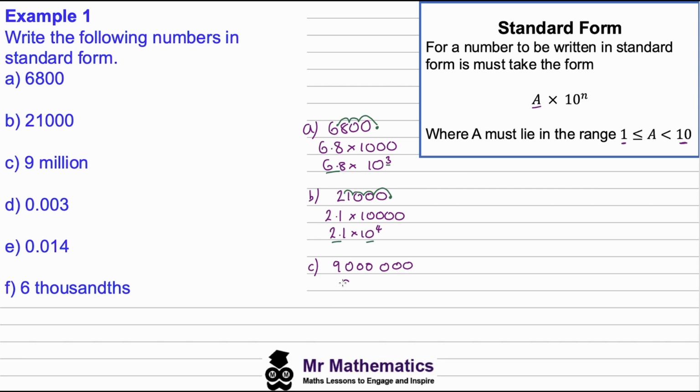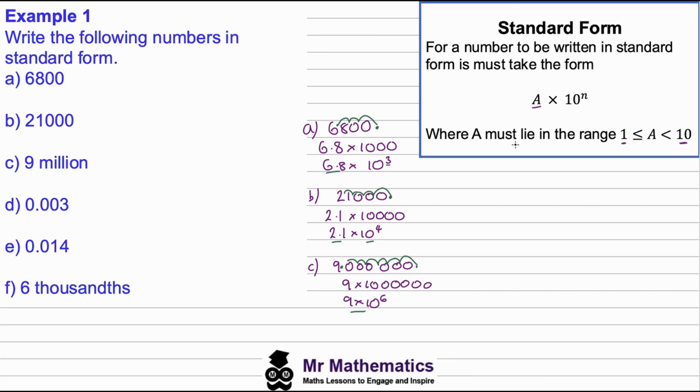We have 9 times 1 million, which is 6 zeros. This is 9 times 10 to the power of 6. We could also have written that the decimal point here. We need to move it in front of the 9. And this will be 1, 2, 3, 4, 5, and 6. So we get the same answer.